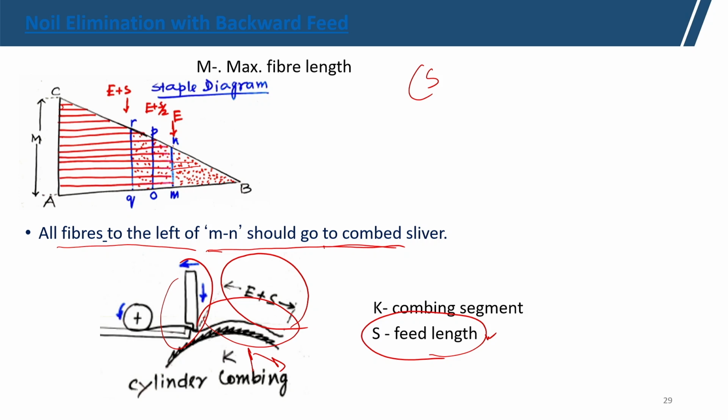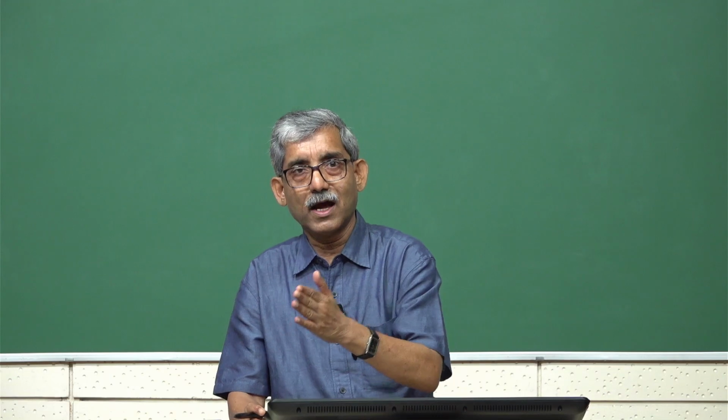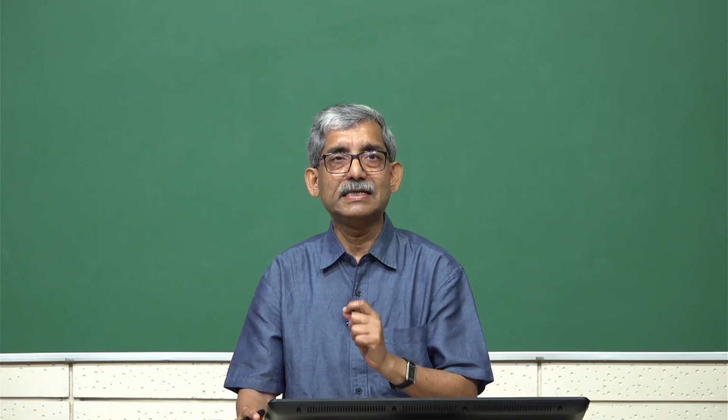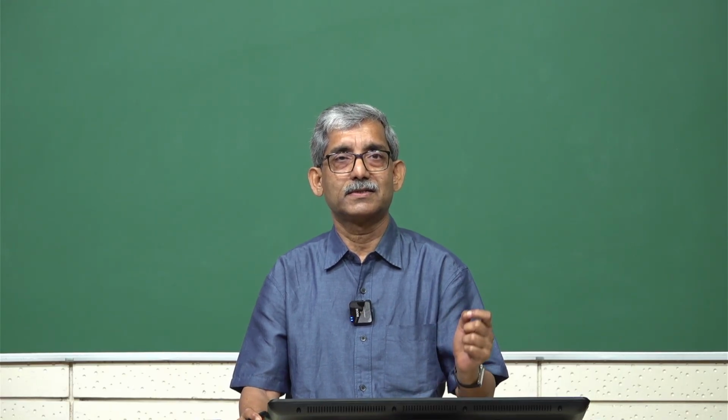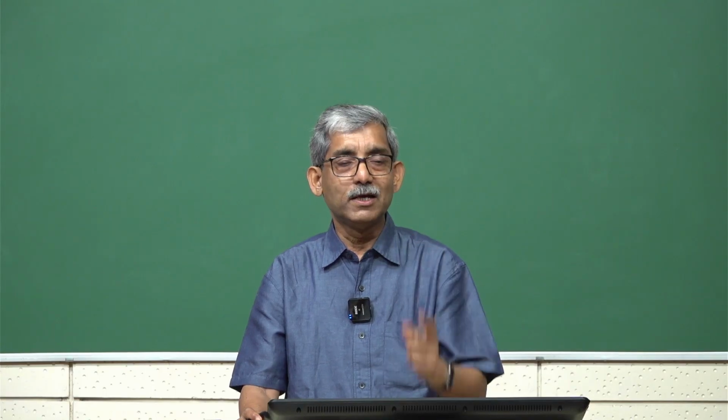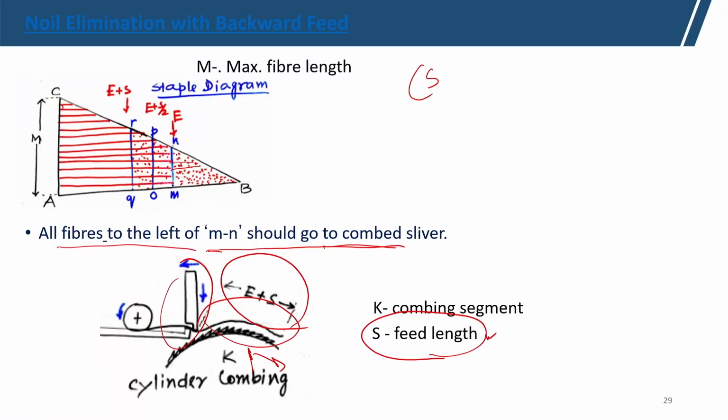and be combed out by the cylinder comb. So, in this case we will see when the nippers are at the forward point and when the nippers are at the backward point, two conditions are there, one is E, another is E plus S. Now, if we take the midpoint of these two, the difference is only S. So, the midpoint here, OP, is E plus S by 2.